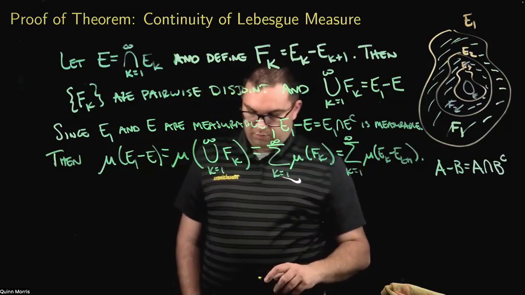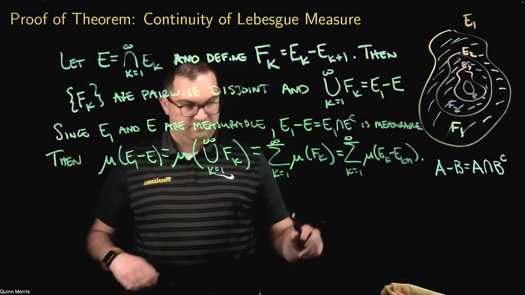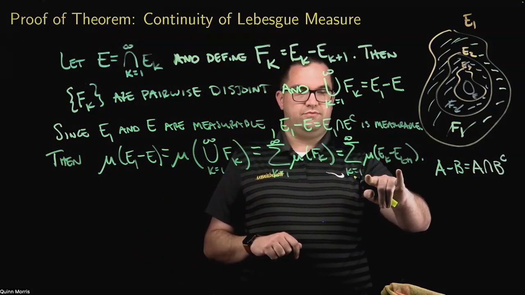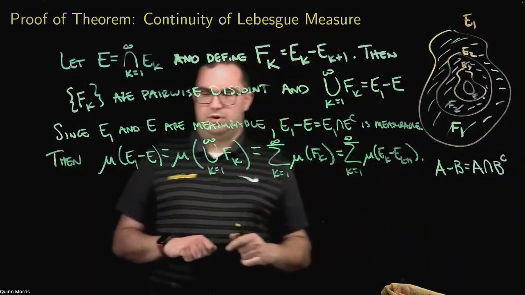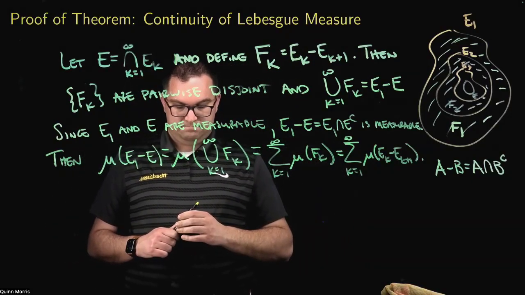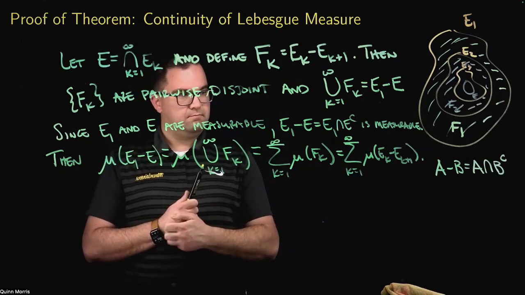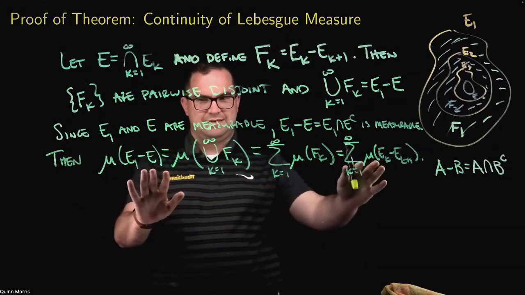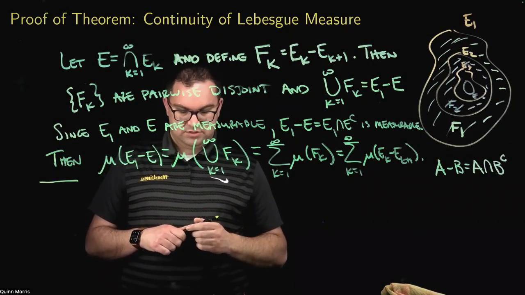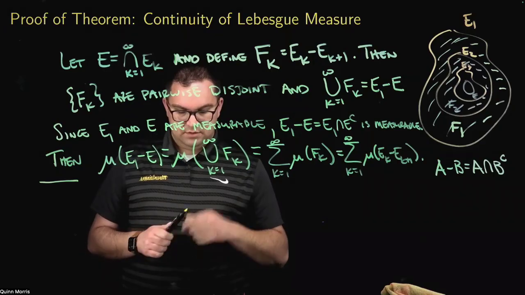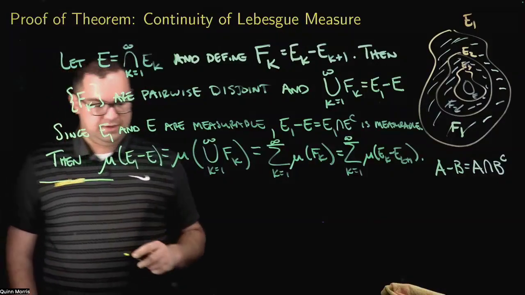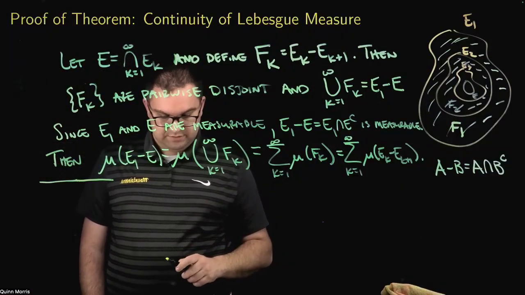All right, so so far what I have is that the measure of E1 minus E is equal to the sum k equals 1 up to infinity of the measure of Ek minus Ek plus 1. All right. Now I need to figure out some ways to express something else. We're going to come back to this, but we're going to sidestep this issue just momentarily. Okay, so let's look at the Carathéodory condition applied to some particular sets.